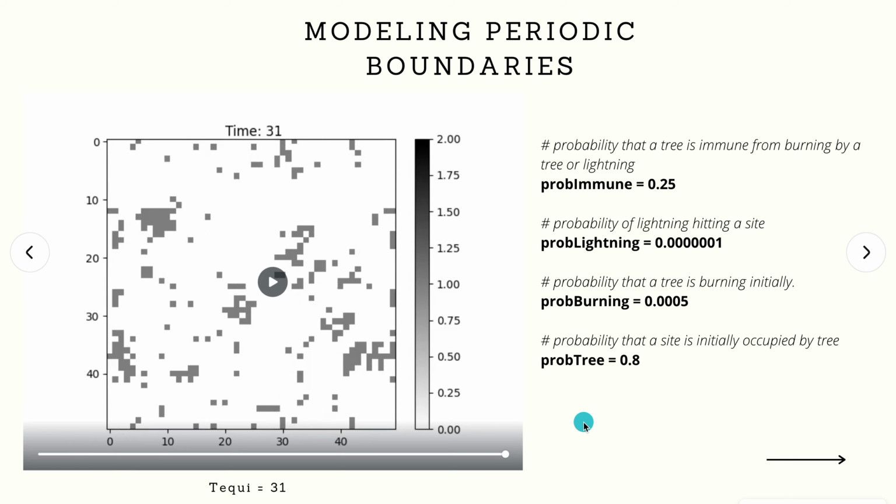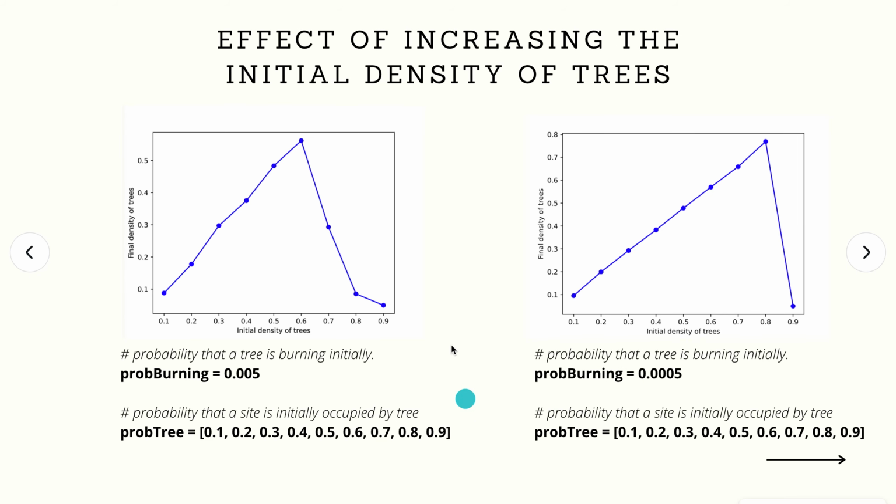Now, let us see what happens when we increase the initial density of trees. So by initial density of trees, I mean that we increase the probability that a site is initially occupied by a tree. So these are the probabilities for which we simulate. So this is basically saying that 10% of the forest is covered with trees initially, 20% is covered initially, and so on till 90%.